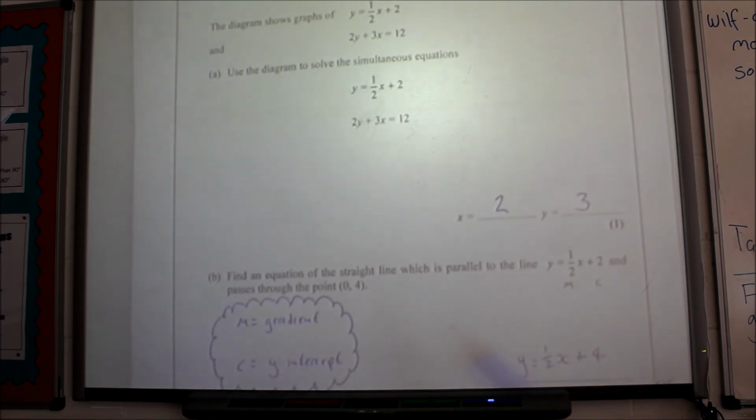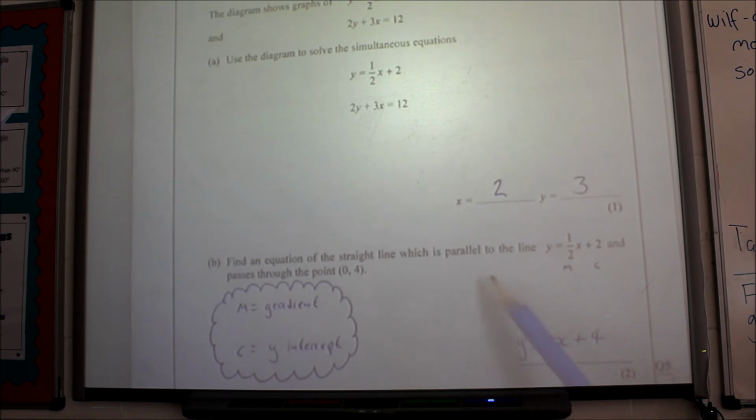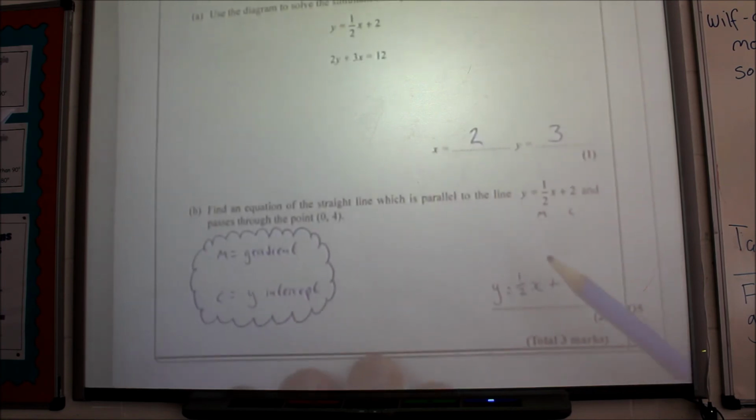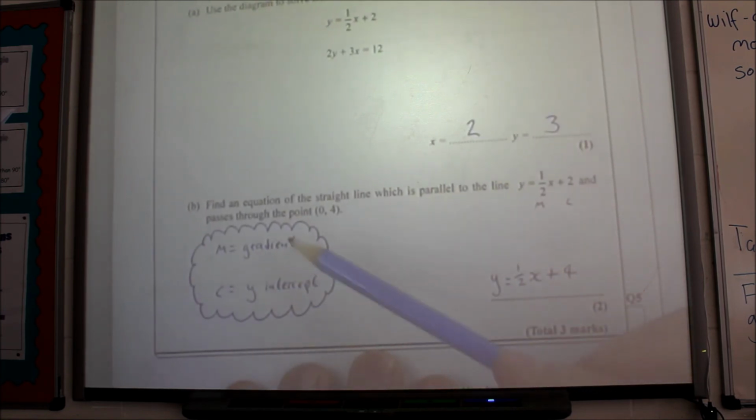The bottom bit, find an equation of the straight line which is parallel to the line y equals a half x add 2 and passes through the point 0, 4. Don't forget y equals mx plus c, where m is the gradient and c is the y-intercept. So a half is the gradient, so that's fine, and c is the y-intercept. At the moment it's plus 2, but you want it to pass through the y-axis at 4, so change that to plus 4. So y equals a half x, add 4 is your answer.